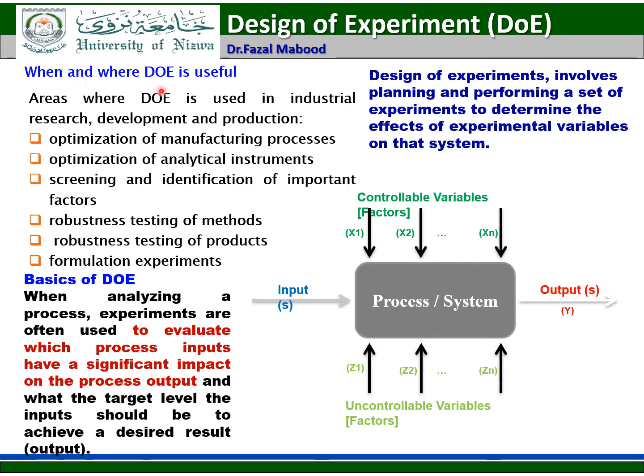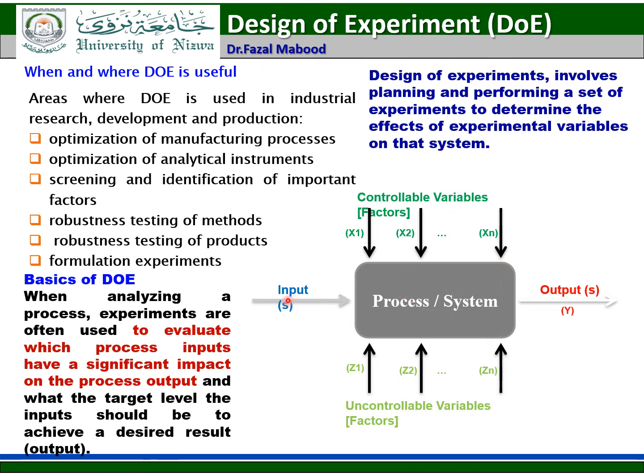When and where is DOE useful? Areas where DOE is used in industrial research, development, and production: optimization of manufacturing processes, optimization of analytical instruments, screening and identification of important factors, robustness testing of methods, robustness testing of products, formulation experiments.